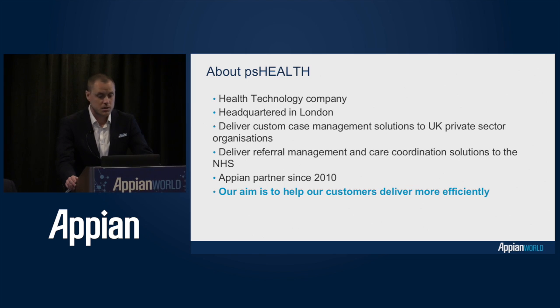we're doing. So psHealth, it was founded around, I believe, 10 years ago now with the aim to help clients deliver more efficiently at a lower cost. So the company initially delivered custom case management solutions to UK private sector organisations. And look, Appian has really been a big driver for us, getting this work done since around 2010. So it was our successes in the private sector that led some opportunities for us to work with the United Kingdom's National Health Service, or NHS.